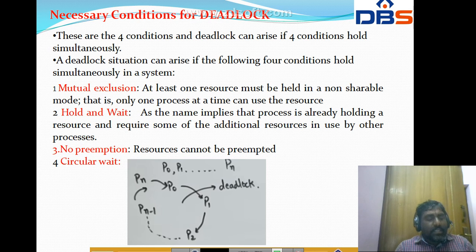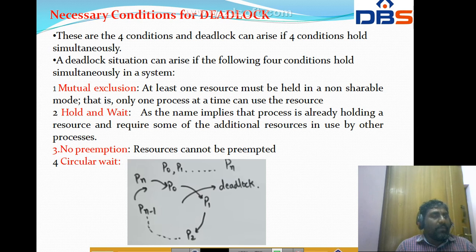Next, coming to the major necessary conditions for deadlock. There are four conditions, and a deadlock can arise if the four conditions hold simultaneously in a system. If we take one system, and these four conditions occur simultaneously, then we can call it a deadlock. First one is mutual exclusion, second is hold and wait, third is no preemption, and the fourth one is circular wait.